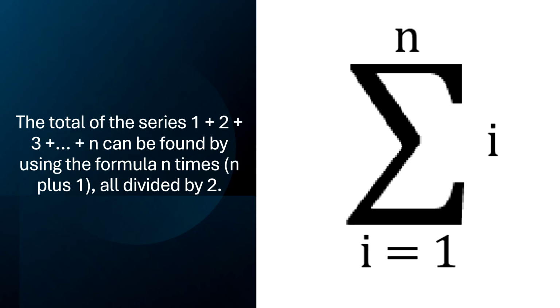Summation is defined as the total of the series of 1 plus 2 plus 3 plus ... plus all the way to n, and can be found by using the formula n times n plus 1, all divided by 2.